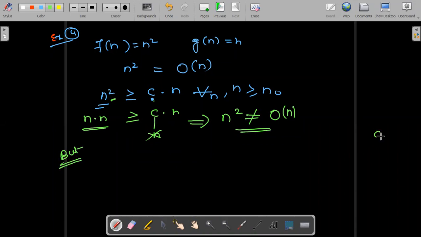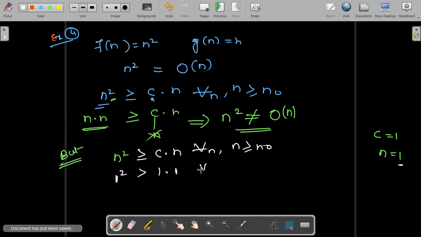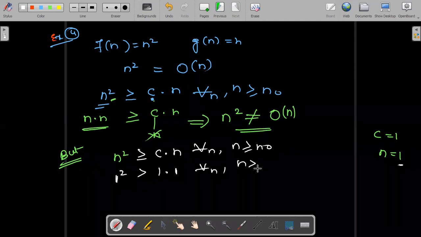If you take c value equal to 1 and n naught, n value, equal to 1, definitely we can change this. Very simple. N square greater than or equal to c dot n for all n greater than or equal to n naught. Now substitute the values: 1 square is 1, and c is also 1, so 1 dot 1.